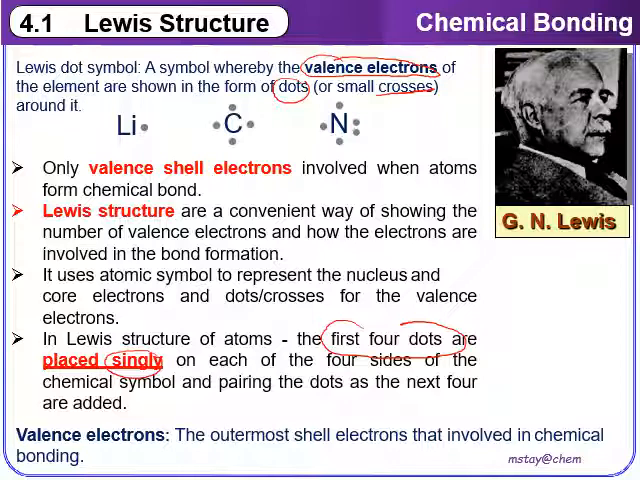Okay, so for example, nitrogen actually has 5 valence electrons, but how are we going to place them? Like the statement here, the first 4 dots are placed singly. That means we are going to put them at the top, right, bottom, and left, and then we can pair them. So this is the way we write the Lewis dot symbol.